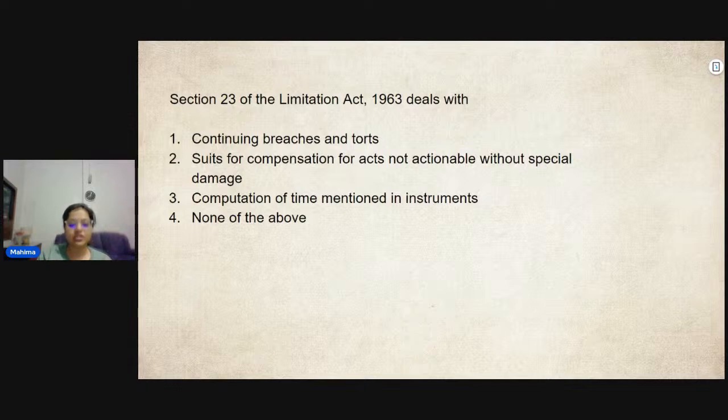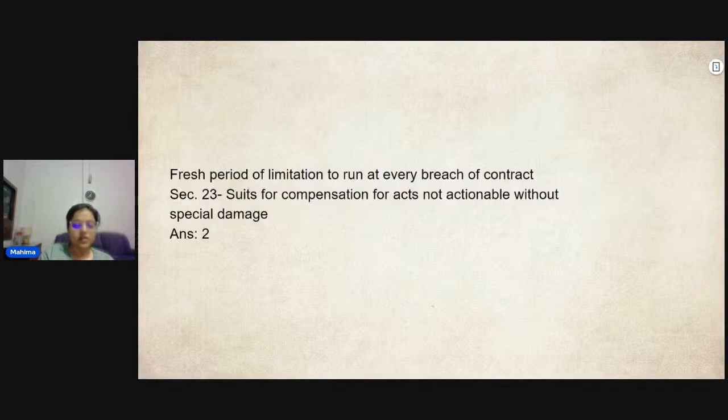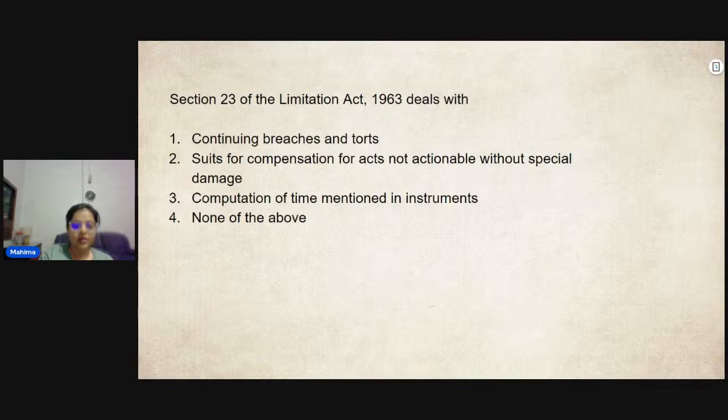Section 23 of the Limitation Act deals with continuing breaches and torts, suits for compensation for acts not actionable without special damage, computation of time mentioned in instruments, none of the above. Yes, it is suits for compensation for acts not actionable without special damage and not continuing breaches and torts. Continuing breaches and torts is mentioned under section 22.